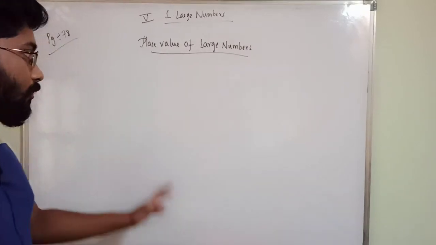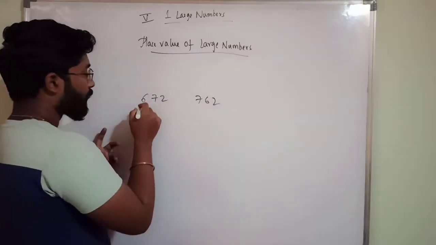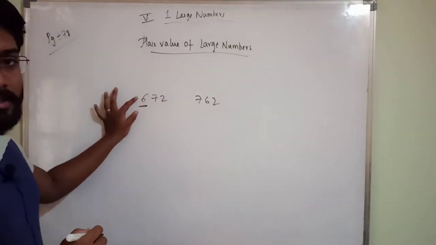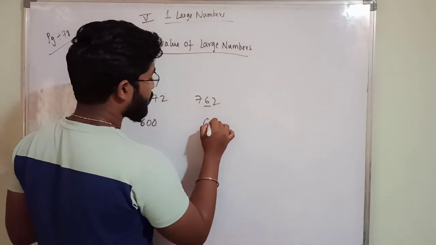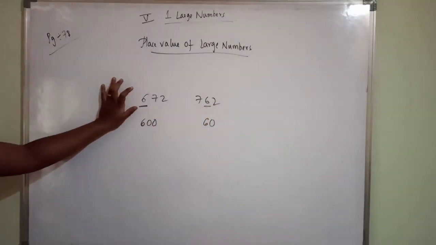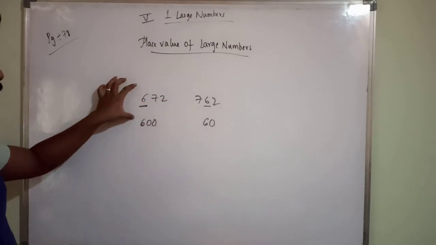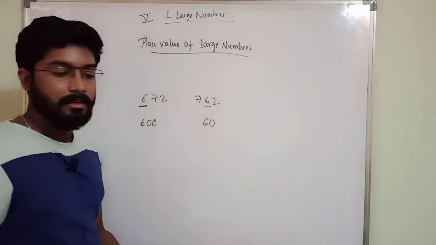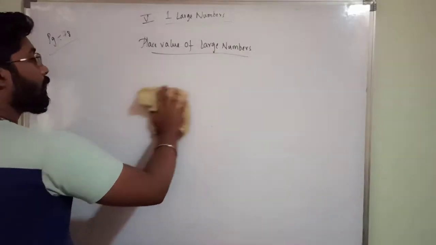Okay, so just now we saw 672 and 762. Here the place value of 6 is 600. Here it is 60. Why? Because here it is in hundreds place, here it is in tens place. So the place value is changing according to the place. So it is depending upon the place of the digit in the number. That is called the place value. Clear?